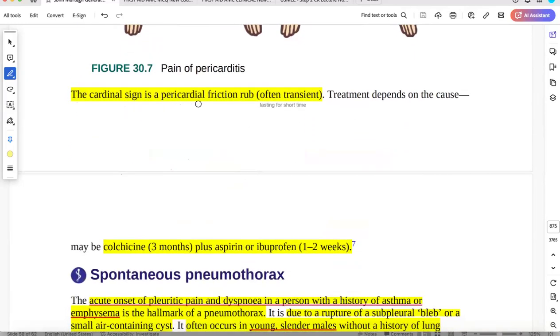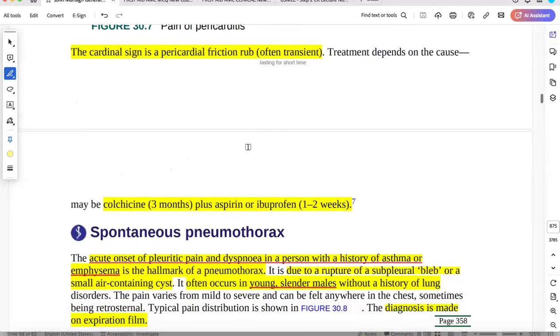The cardinal sign is pericardial friction rub, but sometimes you don't get it. The treatment for a patient who has pericarditis is colchicine for 3 months, plus aspirin or ibuprofen for 1 to 2 weeks. So remember the management because it can come in your exam.